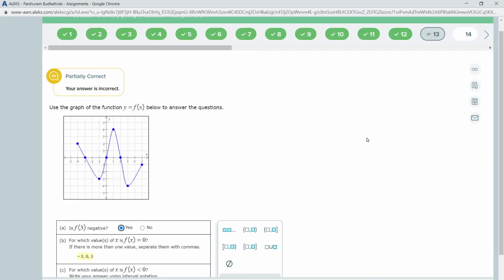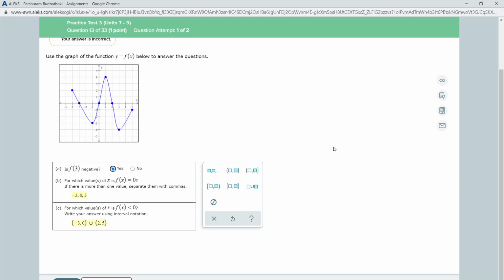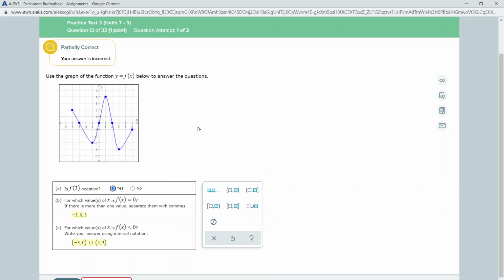Check. Partially correct. One more time, I made a mistake here. I don't know what I did, so let me go back and check it. Is f(3) negative? f(3) is negative, yes. For which value of x is the function 0? If there is more than one value, separate them with commas. So at -3 it's 0, at 0 it's 0, and at +2, I am so sorry here, I wrote 3 but it's supposed to be 2.